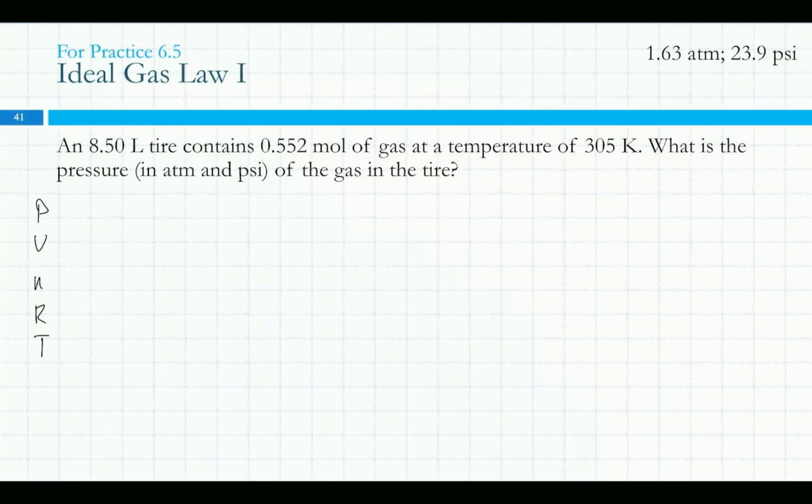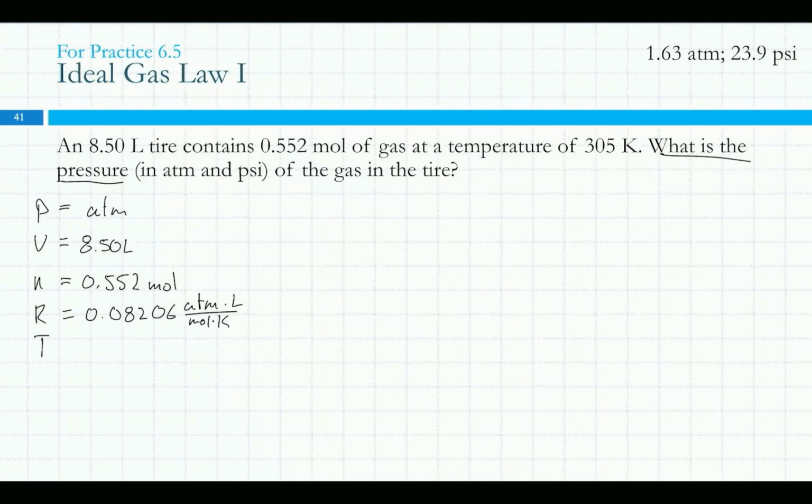So if we write out all of our possible variables for an ideal gas law problem, volume is going to be 8.50 liters. Pressure is, all right, what is the pressure? We need to find the pressure, and it wants it in atmospheres and PSI. We have a number of moles. R is always the same thing, as long as it's in these units. Also, I tend to write atmosphere liters per mole Kelvin. It makes more sense, that's the order in my head. The order of atmospheres and liters doesn't matter, though. And then, just one second, let me write temperature in.